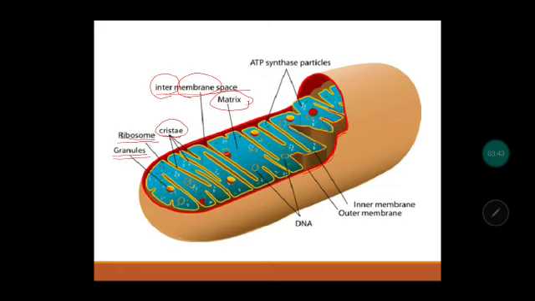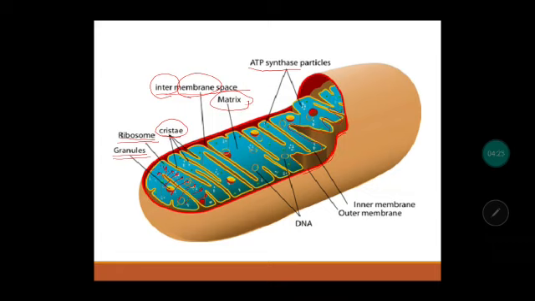Then a very important enzyme is present in mitochondria, that is called ATP synthase. This enzyme is required during respiration. ATP synthase is present in the mitochondria. In the inner membrane, structures like the ones I am drawing are present. On these structures the ATP synthase particles are present, and the chemical reactions happen on this surface.